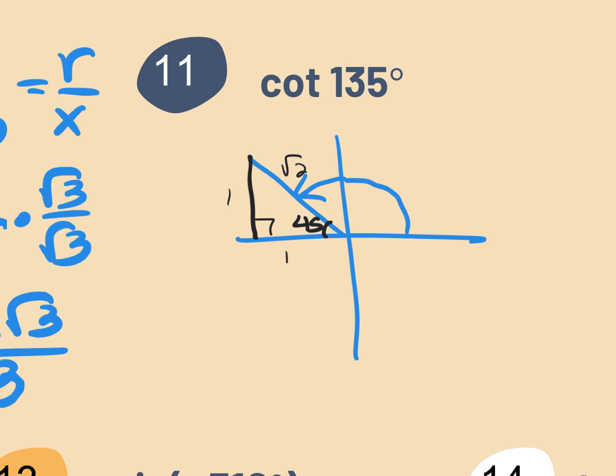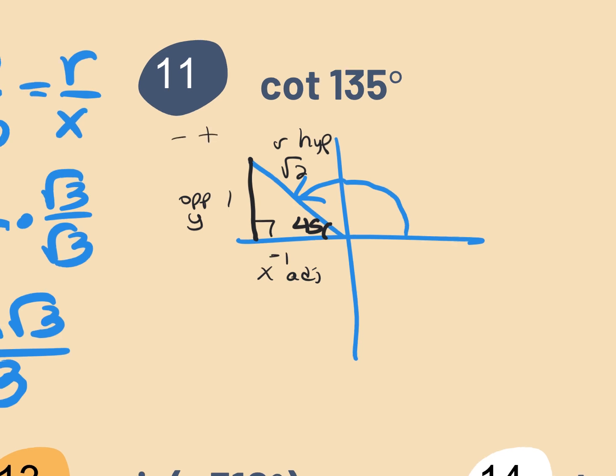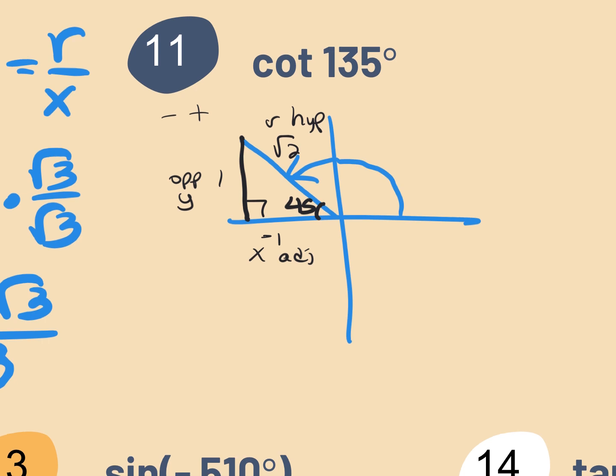And then now what we need to do is, this is x, or adjacent. This is y, or opposite. This is r, or hypotenuse. And then in this quadrant, the signs are negative, positive. So the one here is going to be negative. So cotangent, you're either going to memorize it as the reciprocal of tangent. So it'll be adjacent over opposite, or x over y. So here, -1 over +1, and the cotangent of 135 is -1.